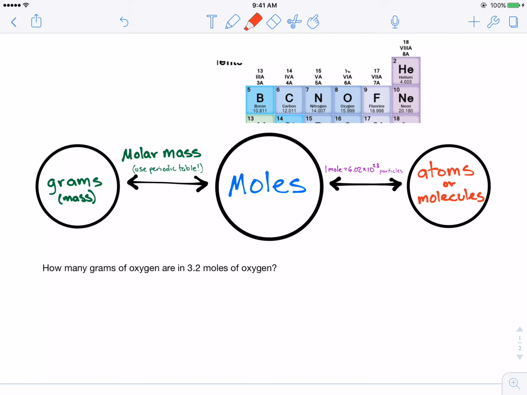In this problem, you're asked how many grams of oxygen are in 3.2 moles of oxygen. So you're going from moles to grams. Now to do that, you're going to use the molar mass. So you have to look at the periodic table and figure out how many grams are in 1 mole of oxygen.